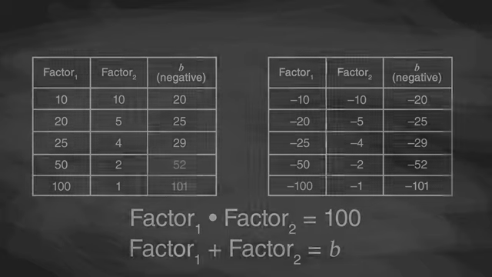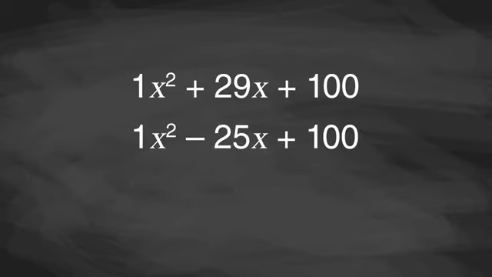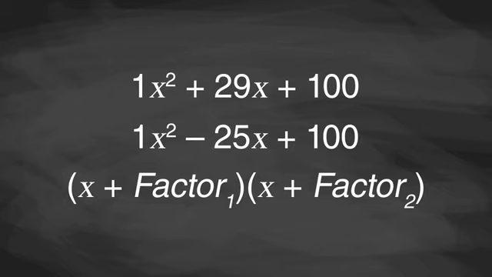Let's use the tables we created to rewrite each of the following expressions in factored form. Since the lead coefficient is 1, the quadratic expression will be factored into the quantity x plus factor 1 times the quantity x plus factor 2.